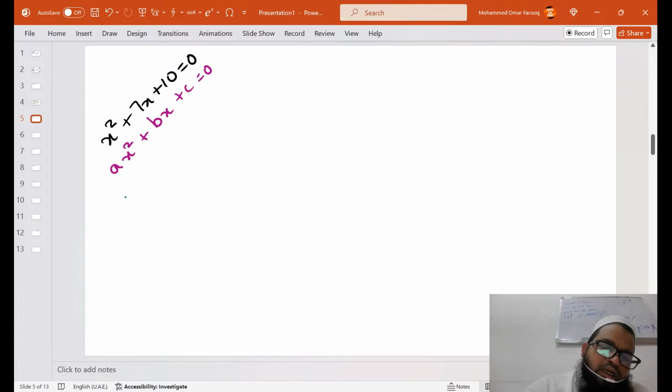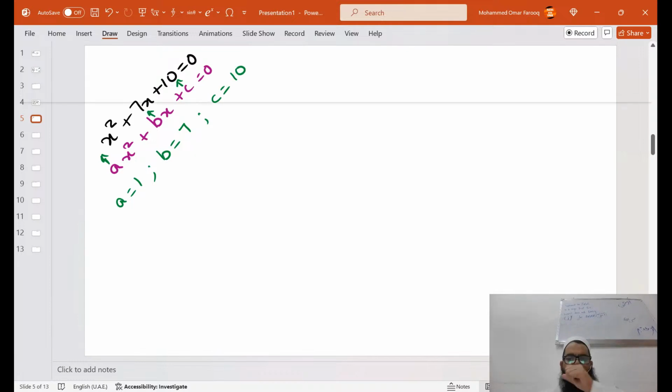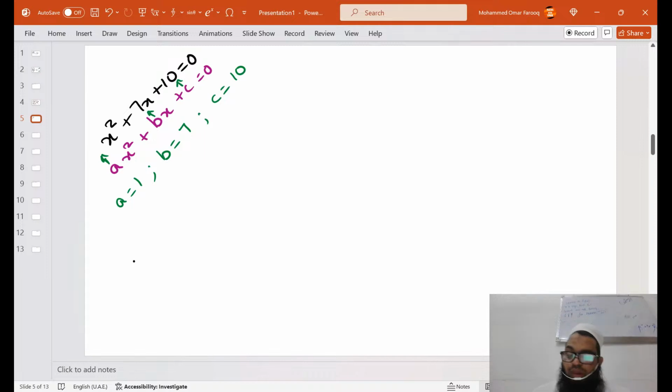Okay. So now what is a here? A is the coefficient of x square, 1. And what is b? B is the coefficient of x, 7. And what is c? C is equal to 10. Whatever method I am telling you, you can even use it to find out the nature of the roots also. Okay, follow the steps one by one.